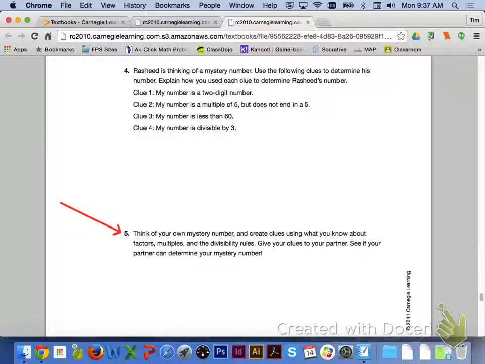I do want to point out that for number 5, you are going to be thinking of your own mystery number and creating clues that you are going to give to a partner to see if they can determine what your mystery number is. I want you to refer back to number 4 and use at least 4 clues for your mystery number. If you want to have a couple more, that's fine, but don't get crazy, and try to make it as easy to follow the directions as possible. Don't make it very, very difficult for your partner when they're trying to figure out what your mystery number is.